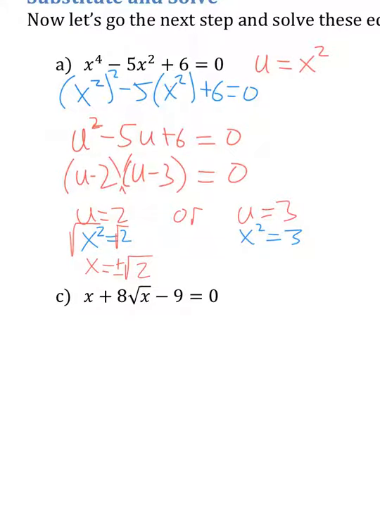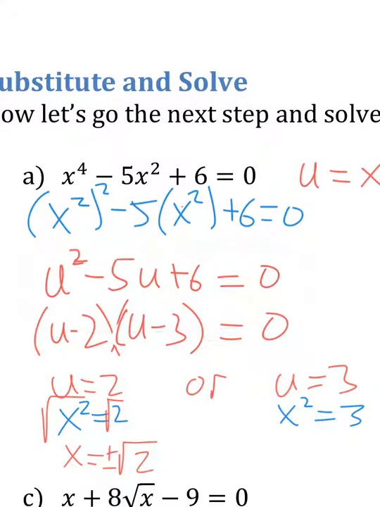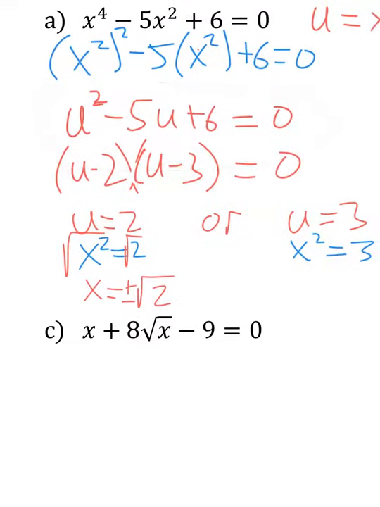Okay, so let's back up, because we put it in terms of u. We solved for u. But our ultimate goal is not to figure out what u is. Our ultimate goal is to figure out what x is. So we're going to resubstitute. We're going to put x squared back in and keep rolling here. And when we do that, we get x squared equals 2 and x squared equals 3.